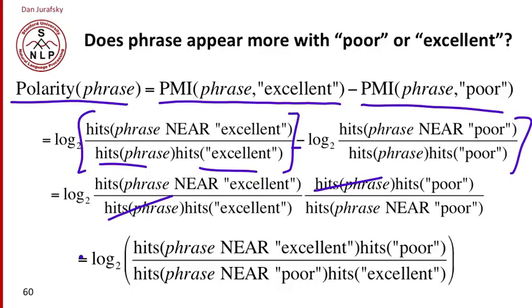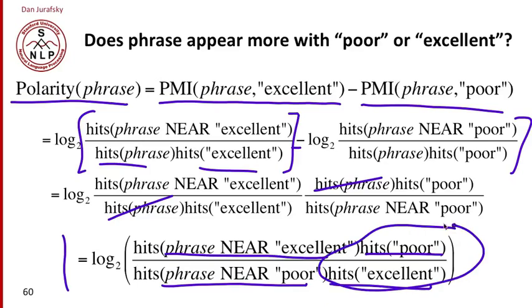And so in the end, we can get our formula for deciding the polarity of a phrase. It's just how many times the phrase occurs near excellent times how many times poor occurs, over how many times the phrase occurs near poor over how many times excellent occurs. So these are constants that we can get once, and then for each phrase we can compute these two quantities.